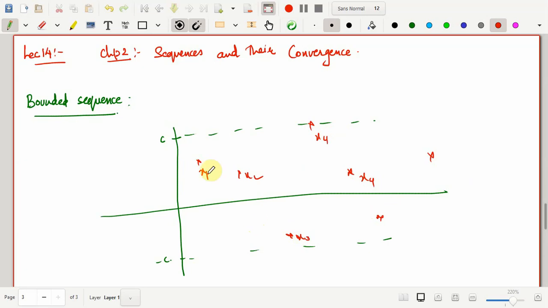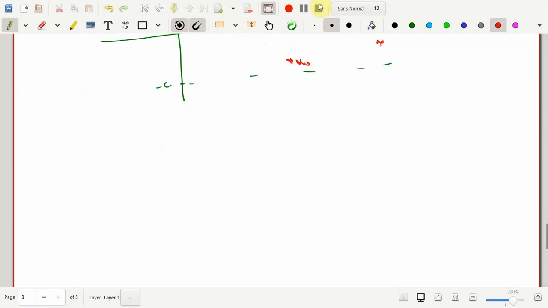No matter what that C is, you may find a very small positive C, or you may find a bigger positive C, but all the terms of the sequence should lie in this band, that is from minus C to C. It's not that only ultimately I want the terms to lie in this band, but all the terms should. So how do we put this mathematically? Let me produce the definition of a bounded sequence.